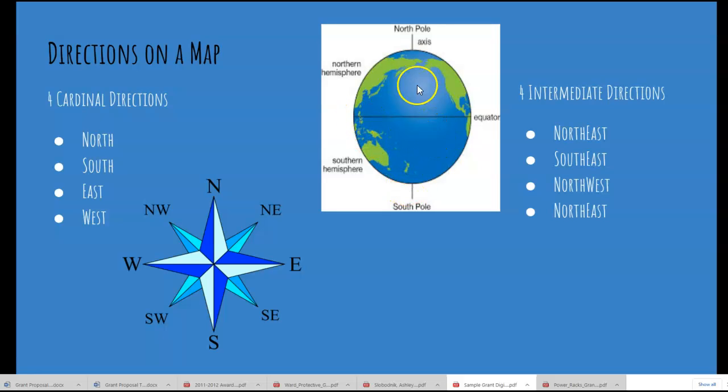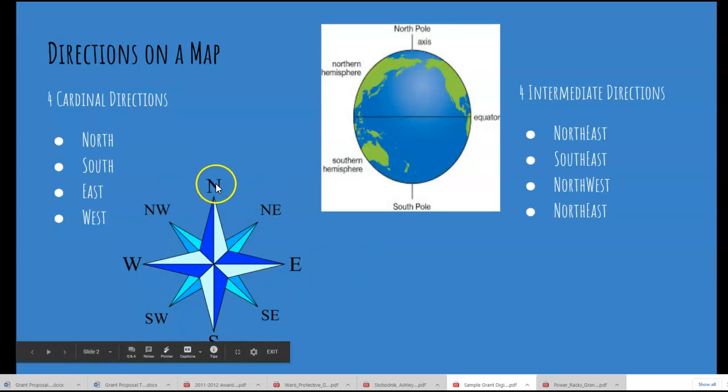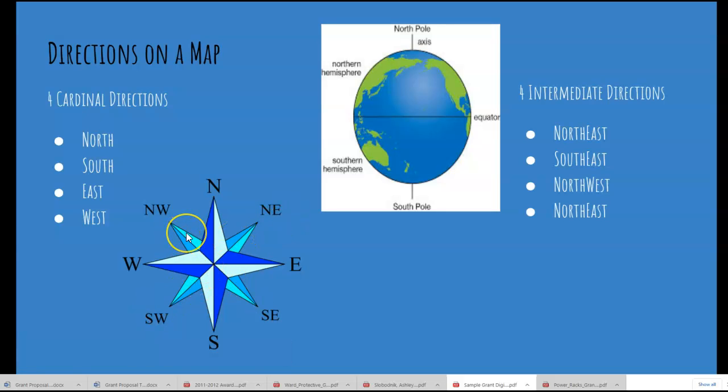Some of you may have learned never eat sour watermelon or never eat soggy waffles. So that's one way that it's easy to learn about cardinal directions. The next part on the compass rose, which is down here, so I've got north, east, south, and west. You notice you have these additional directions, and these are called your intermediate directions.